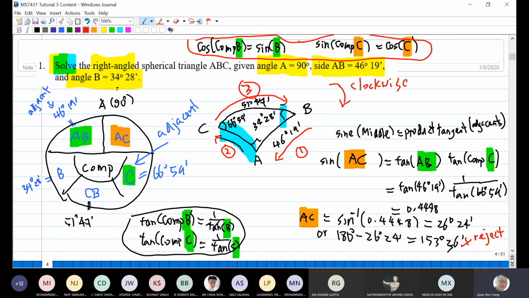Because AC cannot be so long, right? You can look at the triangle there. AC cannot be 153 degrees 36 minutes because the side AC corresponds to the angle B. B is a small angle. C is a large angle. A is a large angle. The side opposite A is 51 degrees 47 minutes. So AC cannot be 153 degrees 36 minutes, right? So reject. So we know AC is 26 degrees 24 minutes. You reject the last one.